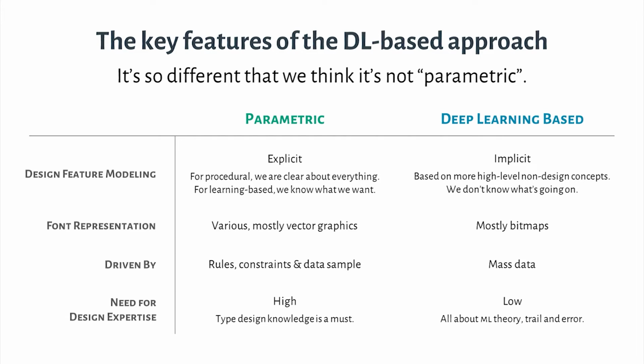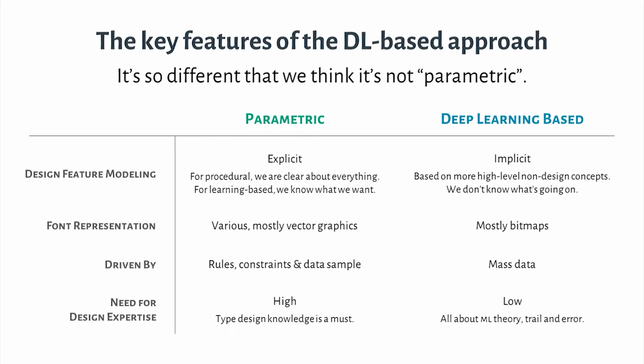Then, what's new about Hanzi AIs? Why don't we think it's parametric? Why is this genre so different? Hanzi AIs, typically the deep learning-based methods, are unique because the design features in such methods are modeled implicitly.